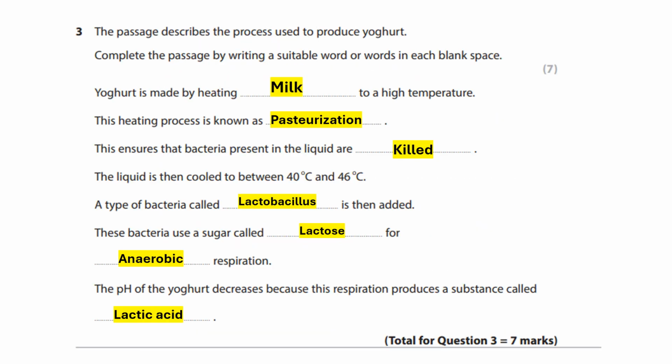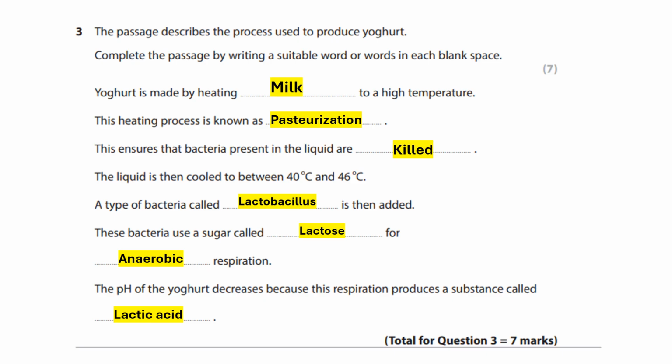Number 3. The passage describes the process used to produce yogurt. Complete the passage by writing a suitable word or words in each blank space. So, yogurt is made by heating milk to a high temperature. This process is known as pasteurization. This ensures that bacteria present in the liquid are killed. The liquid is then cooled between 40 degrees Celsius and 46 degrees Celsius.